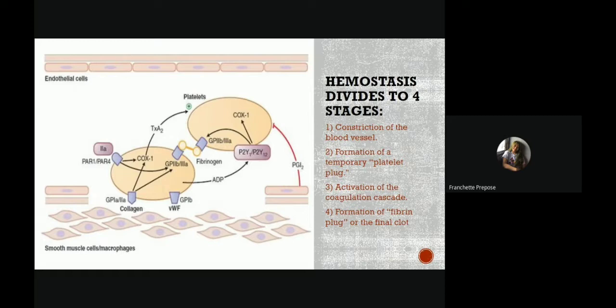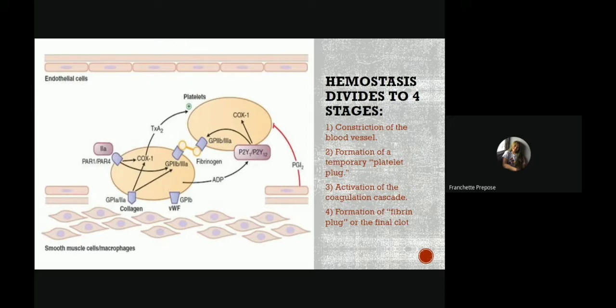So prevent blood loss from occurring. We want to contract or constrict the blood vessels. By constricting the blood vessels, we decrease the amount of blood that is being lost. That's the vascular spasm. It causes the muscles to contract whenever smooth muscles or endothelial cells are injured.